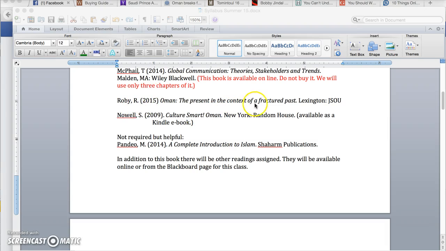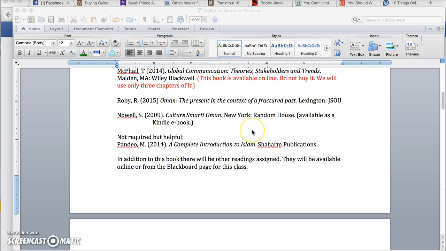The Roby book is available only in our bookstore. So if you're not here in Omaha, you need to find a way to get your hands on it. If you're in Omaha, you just walk into the bookstore downstairs and pick up a copy.